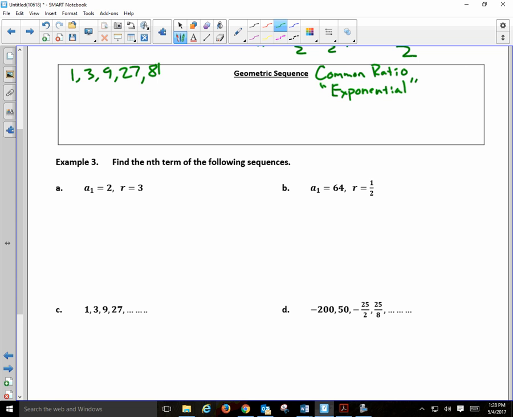If you want to find the ratio, simply take two terms and divide them. So a sub n plus 1 divided by a sub n. Or in other words, if you take 81 and divide by 27, you get 3. 27 divided by 9 is 3. So on and so forth. So the rule for a geometric sequence is a sub n is equal to the first term, a sub 1, times the ratio to the n minus 1 power. It's a very simple rule.